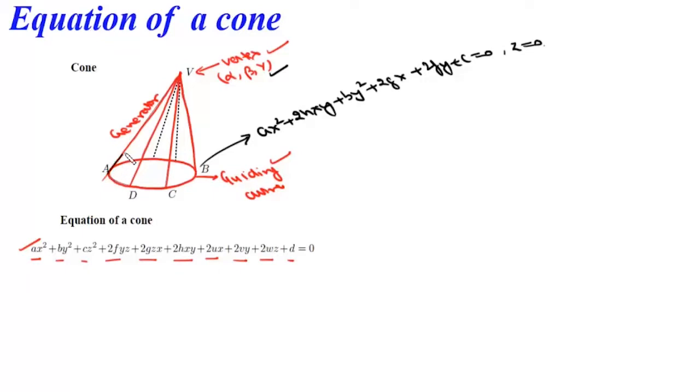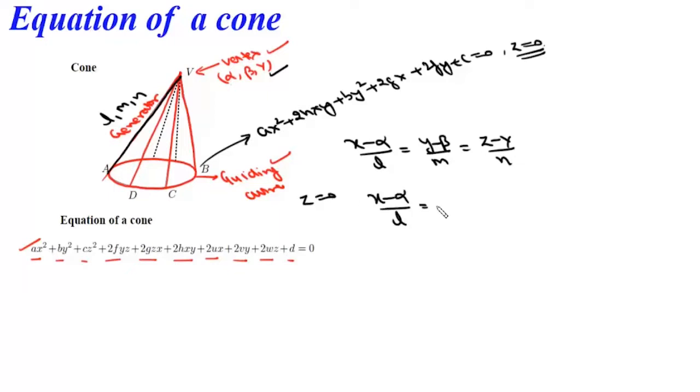Now suppose the direction ratios of the generator are L, M and N. Now once we have this point and L, M, N, we can write the equation of this line. So the equation of this line will be x minus alpha upon L equals y minus beta upon M equals z minus gamma upon N. Now we need to find this point A, and on A, z is 0. Now if we put z as 0, we'll get x minus alpha upon L equals y minus beta upon M, and it is equal to minus gamma upon N.